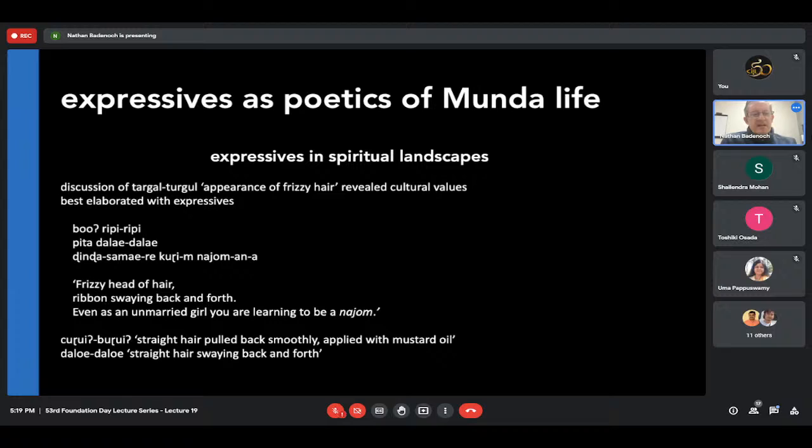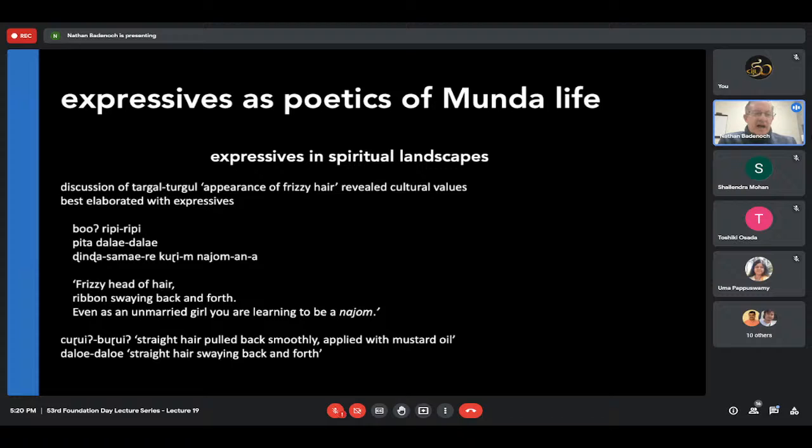And it was interesting because ripi ripi, an expressive of the appearance of frizzy hair, is different from Targal Turgul. We got into a discussion about what the difference is and why we have these. It turns out that ripi ripi carried more nuance about these spiritual issues, talking about the characteristic personality of this girl, what it represented in the imagination of the speaker and the hearer: something a little bit abnormal in appearance and related to abnormality in terms of social roles. It quickly shows how these expressives are not just a matter of repeating sounds and simple things we see in the natural landscape, but go very deeply into the cultural and spiritual life of people.